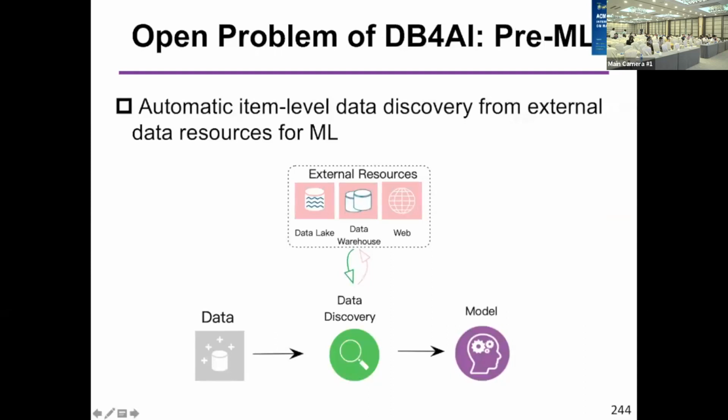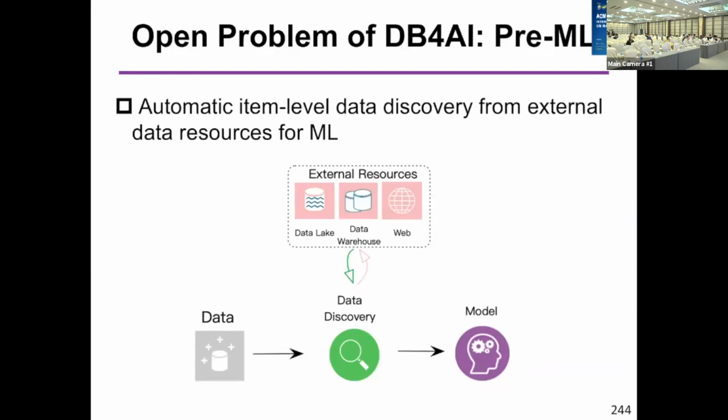So if the data is not good, can we automatically discover the data from a data lake? So here is some item-level based data discovery. For example, we discover some data tuples, or some pictures, some images, or some videos. So how can we achieve this? For example, can we discover more data to improve the model and to make the model better and deploy on the applications? I think this is very important.